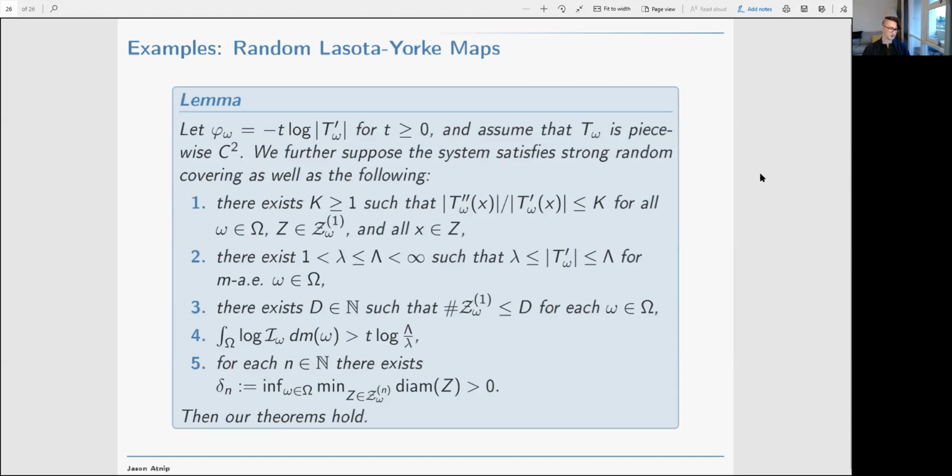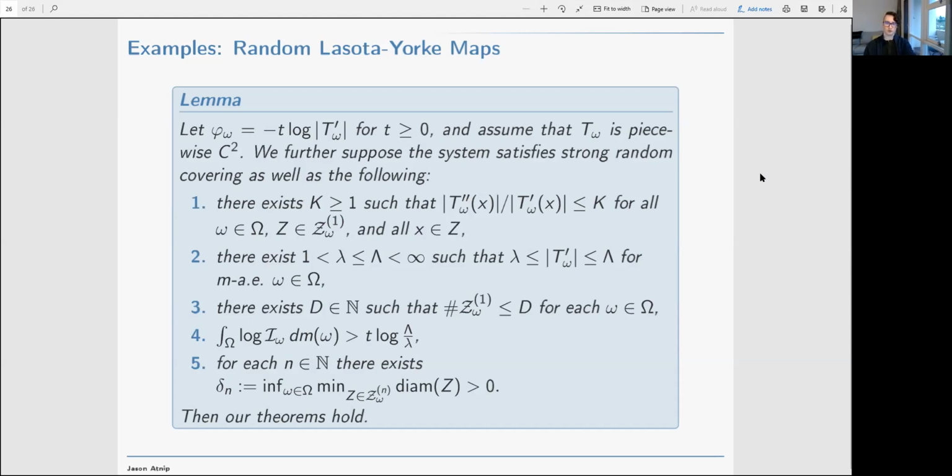So this is a strengthening of the random covering we talked about before. This is where for each level n, we have a covering time uniform in n, uniform over omega. So our covering time is just a function of n and not omega. But this isn't totally unreasonable. We have random examples that satisfy this strong covering as well, so it's not too strong.